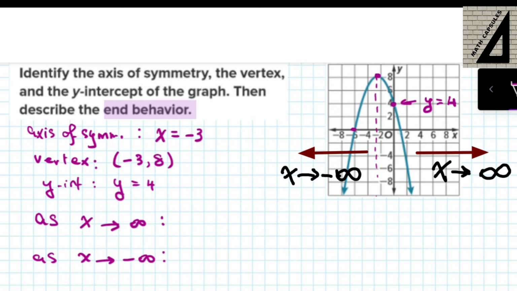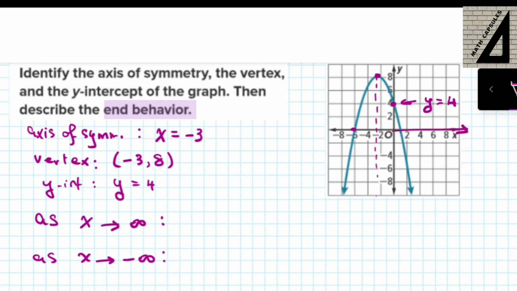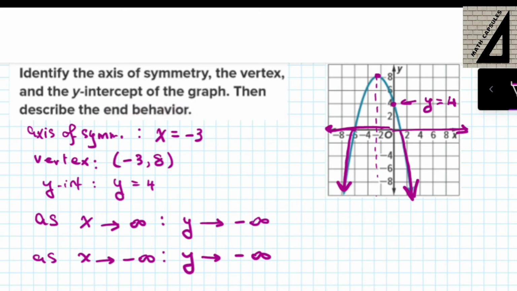As x approaches infinity, we look at the graph. What happens to the graph? The graph approaches, which is y, approaches -infinity. As you see, it's going downwards in the negative y direction. Also, as x approaches -infinity, what happens to the graph? It also approaches -infinity. As you see, the graph or the parabola, it is moving downwards in both directions.